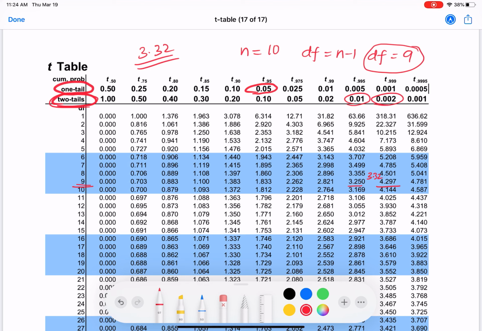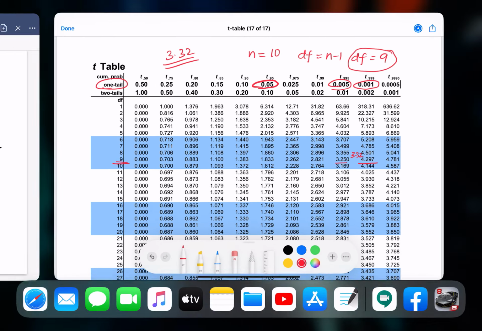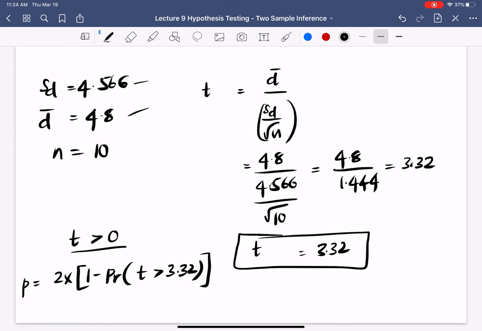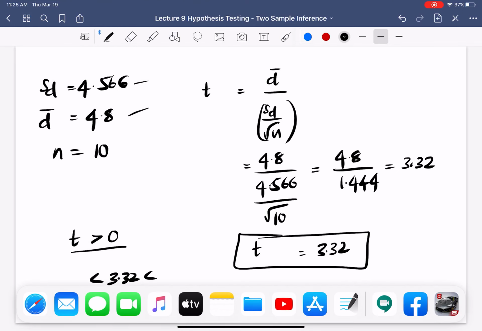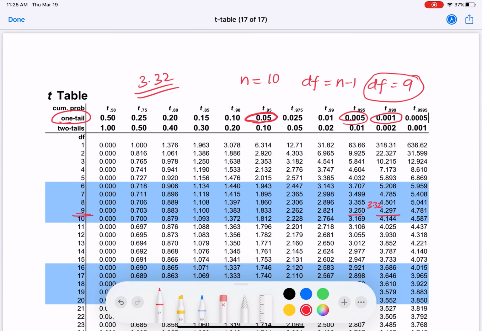Now, here, we are going to consider a one-tailed test. Sorry for that. We are considering a one-tailed test. So the values are 0.001 and 0.005. So now we have the values for T. So this becomes 2 times, so 3.32 comes between 3.250 and 4.297.